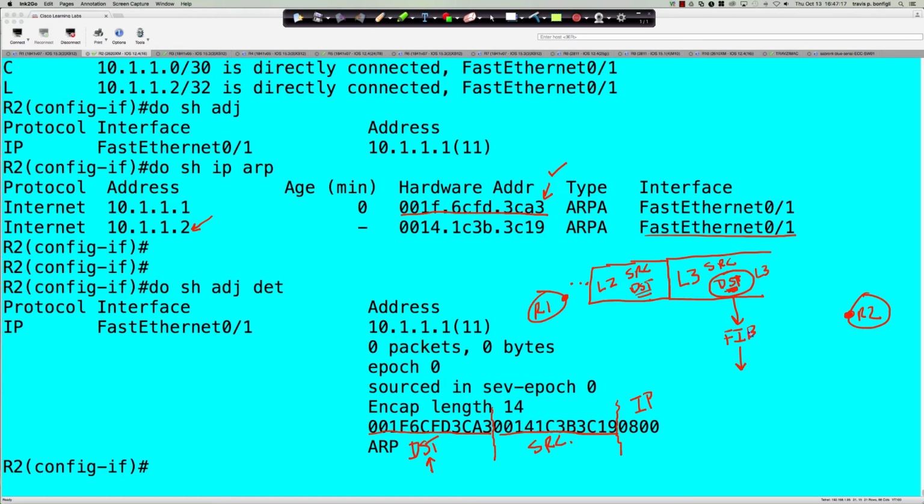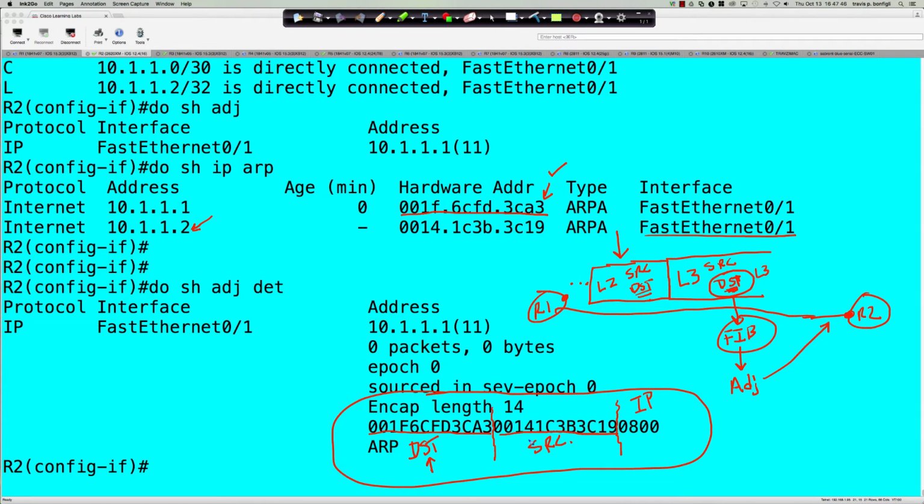If I do, and it's a little Gantt chart here, then I look at the adjacency table. And I say, okay, when I fire this out on this interface and it goes across to router 1, it's got to have that layer 2 header information. And look what we just happen to have right there. Everything required. And we never looked in the RIB.